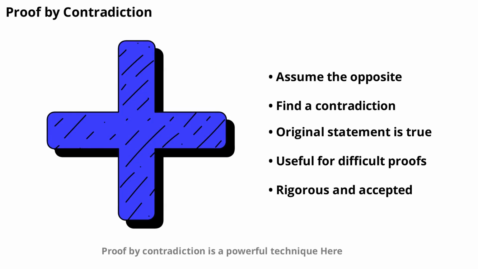Proof by contradiction is a powerful technique. Here, you assume the opposite of what you want to prove. If this assumption leads to a logical contradiction, then your original statement must be true. This method is especially useful when direct proof is difficult or impossible. For example, to prove that the square root of 2 is irrational, you assume it is rational and show that this leads to a contradiction. This approach is rigorous and widely accepted in mathematics.